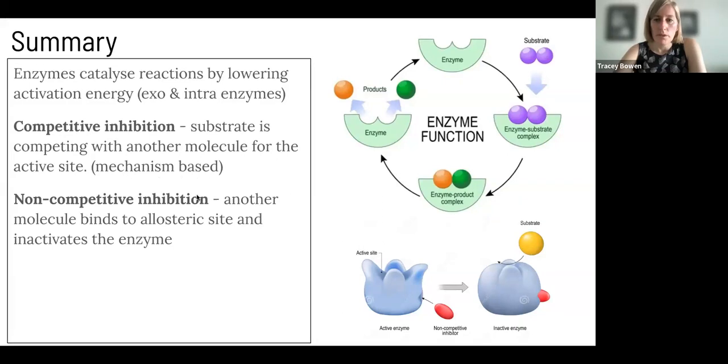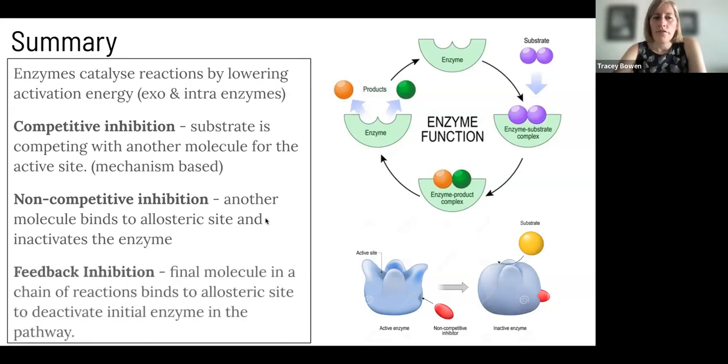Mechanism-based inhibition is where a chemical such as mercury binds into the active site and cannot reversibly remove itself. Non-competitive inhibition is where another molecule binds to the allosteric site and inactivates the enzyme by changing the shape of the active site. And then feedback inhibition is where the final molecule in a chain of reactions binds to the allosteric site to deactivate the initial enzyme in the pathway, preventing that pathway from continuing for a time.